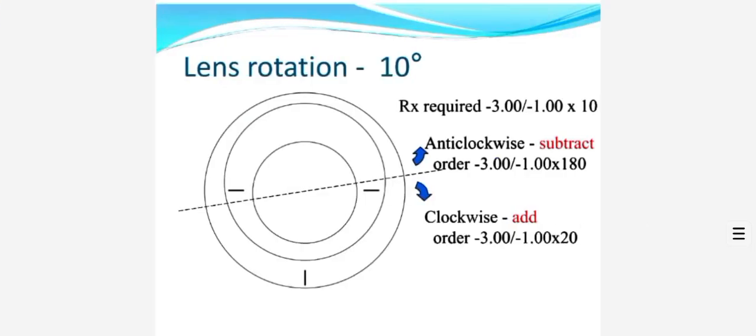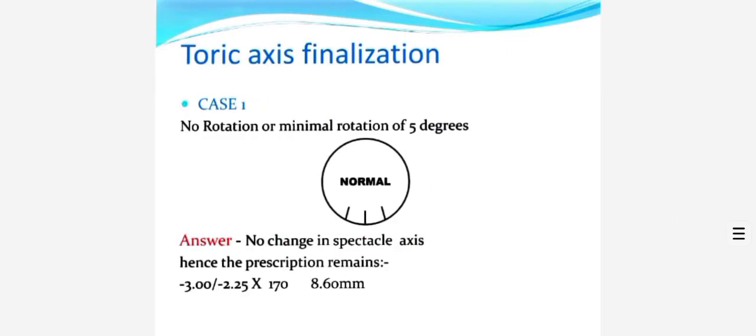If lens rotation is 10 degrees, the requirement is minus 3, minus 1 at 10 degrees. If we subtract, it is 180. If added, the axis becomes 20 degrees. In toric axis finalization, case 1: minimal rotation of 5 degrees is normal. No change in spectacle lenses, hence the prescription remains minus 3, minus 1.25 cylinder at 170. Base curve is 8.60.